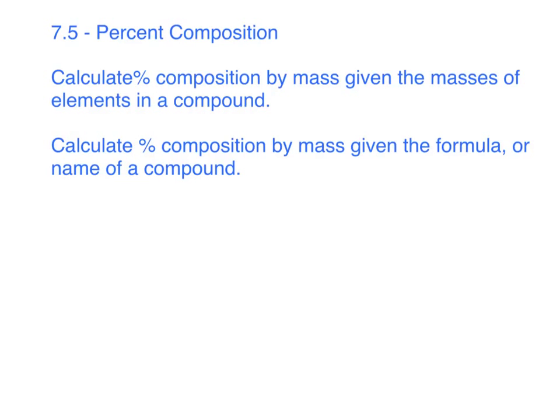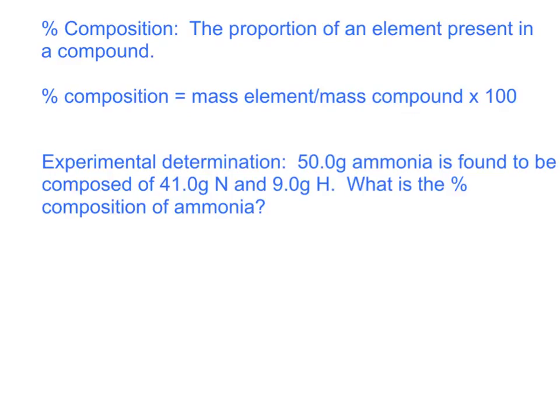Let's get started. Alright, the percent composition, the definition of this is the proportion of an element present in a compound. So mathematically, you're all familiar with percentages, but you would take the mass of the element in the compound divided by the total mass of the compound, and then you multiply by 100 to make the decimal into a percent.